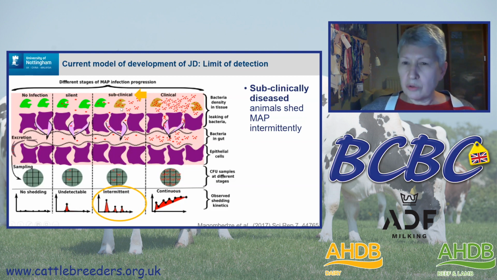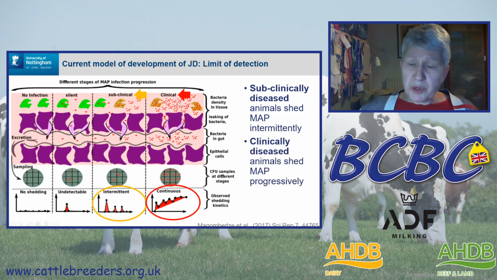So what's the cause of that? What they're saying is, in this model, we've got low numbers of bacteria accumulating in the tissue. Some of that is leaking into the gut, but the concentration of bacteria in that mixture is very low, and we've got to take a sample of this. So as the sample is excreted, we will take discrete samples. Sometimes they'll be positive, sometimes they will be negative. And we see this intermittent pattern of shedding.